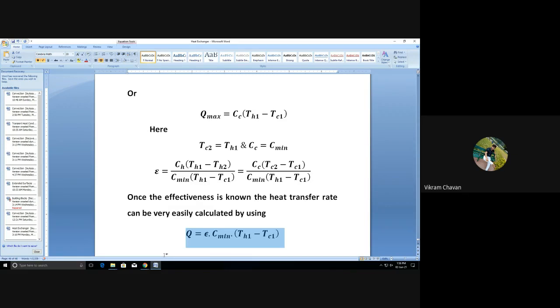Is there any question, any doubt about this effectiveness point? Have you written all the points about the effectiveness? And one problem we have discussed about the LMTD method.